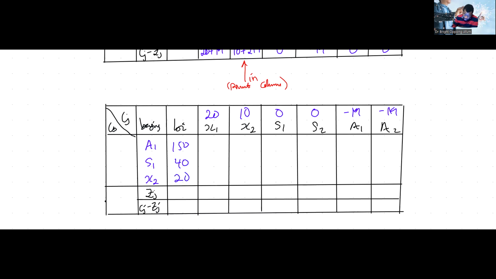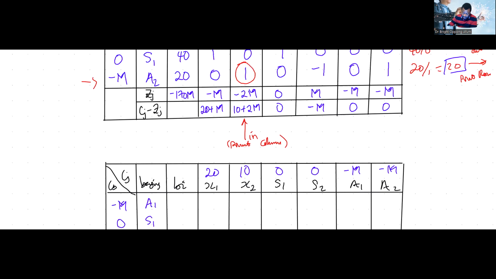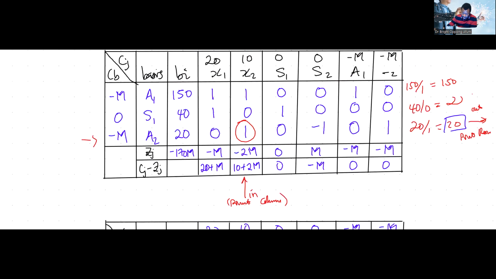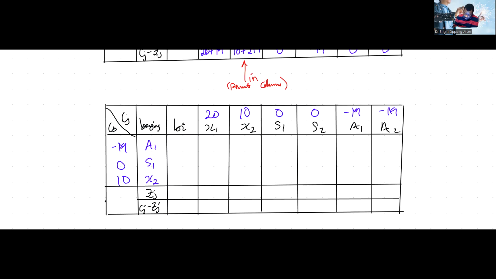Now this is going to change, so we don't have to fill this now. So we have to fill this negative M, 0, and S2 is 10. We knew the pivot number to be 1, so we divide everything here by 1. It means that all the values we have here stay the same: 20, 0, 1, 0, negative 1, 0, and 1.